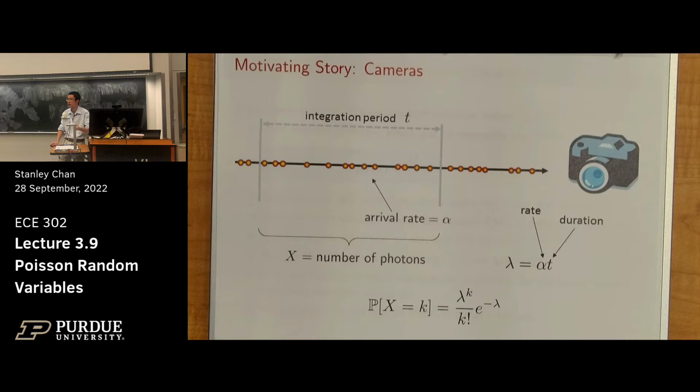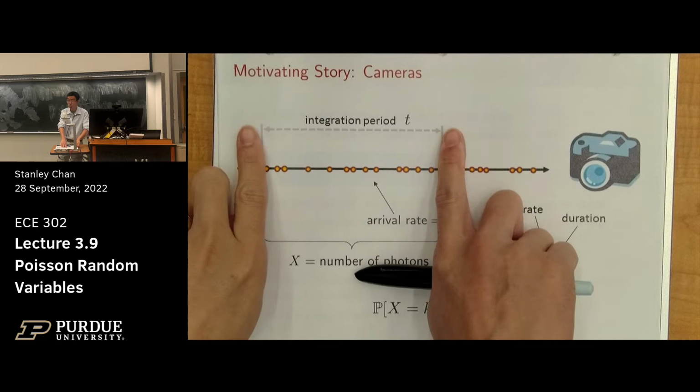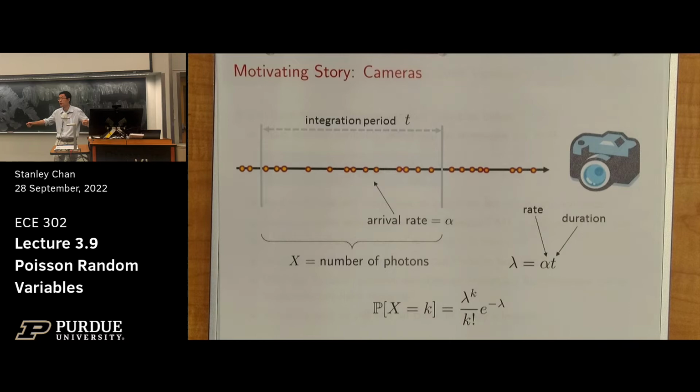So x is the number of photons. And now I would say x equals k. So x equals k. This k would be the number of photons. This is a random variable, this is the state. Now, before I talk about this k and x, there should also be a definition of the duration. Because if I set the time to be longer, of course you have more photons compared to a short duration, a few photons.